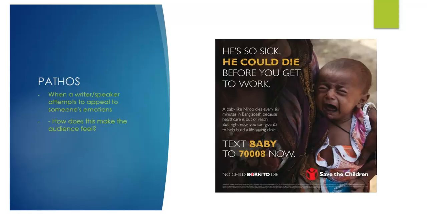They also include the caption, "A baby like Nairo dies every 6 minutes in Bangladesh because healthcare is out of reach. If you give 5 cents, you can help build a life-saving clinic." So by including this on top of the picture of the crying baby, one is going to be more inclined to send that money for the cause because they feel like they have an emotional obligation and because they had that emotional reaction. So that's pathos.